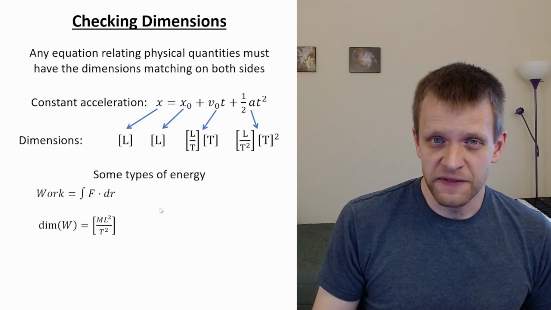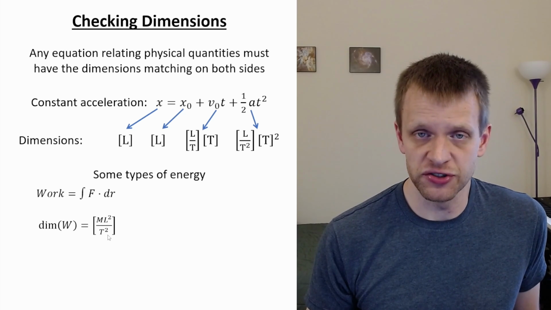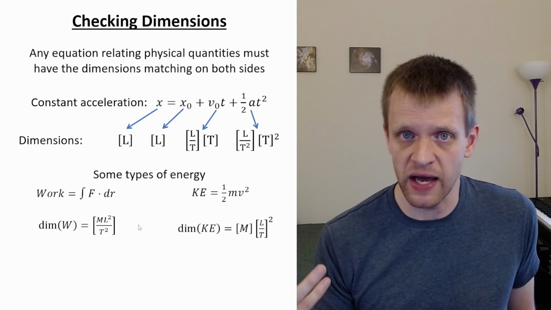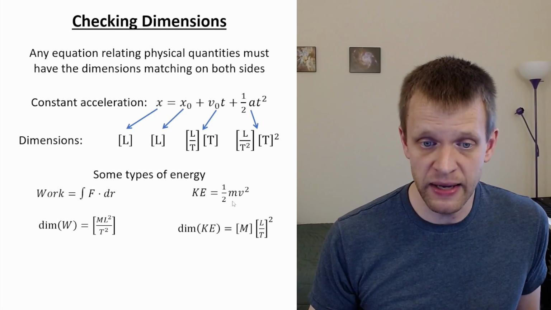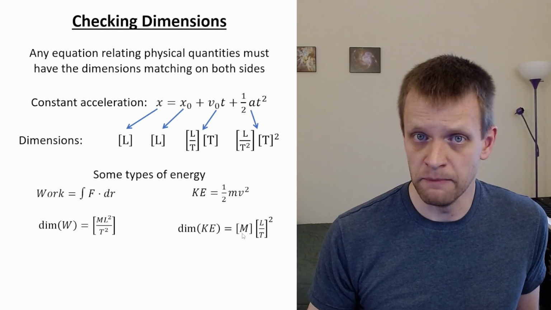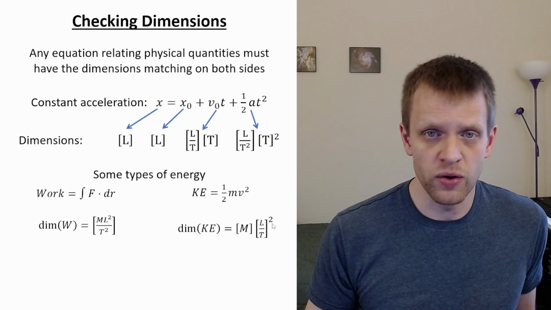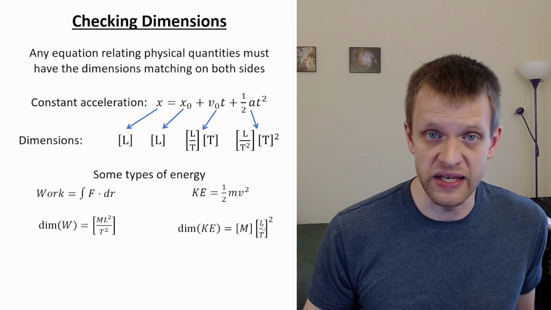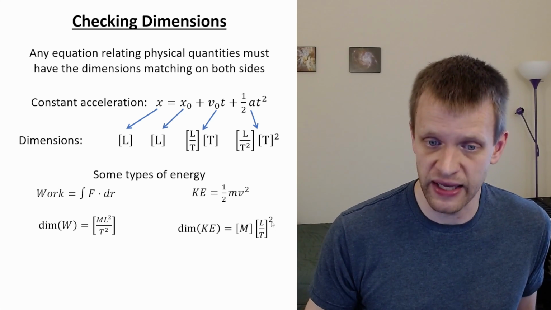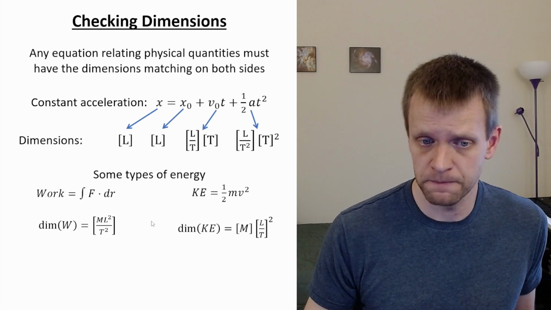So if that's an energy, all other kinds of energy must have these same dimensions. Well, let's look at kinetic energy. The equation for kinetic energy is 1/2 mv squared. So the 1/2 doesn't have any dimensions, so you don't worry about that one. Mass is just a mass. Velocity is a length divided by a time, but we're squaring that velocity. So both the length and the time are going to be squared. So we get mass times length squared divided by time squared, matching our dimensions for work.